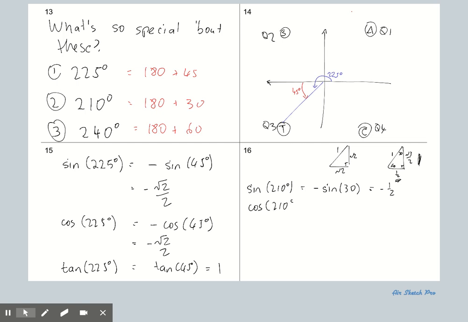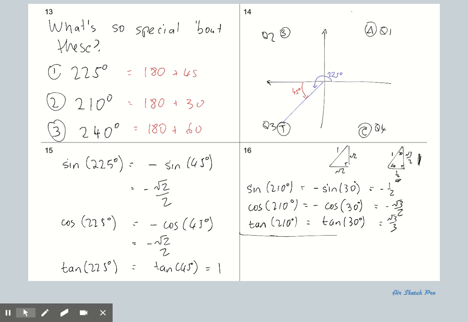Cosine 210 degrees is equal to the x-coordinate is. Okay, I'll just say it. I'm waiting for someone to fill it in, but they're not going to. Negative cos 30 degrees, which is equal to negative root 3 on 2, because my little triangle up the top there says. Tan of 210 degrees is equal to tan of 30 degrees because the gradient is positive, which is equal to root 3 on 3. Yep.